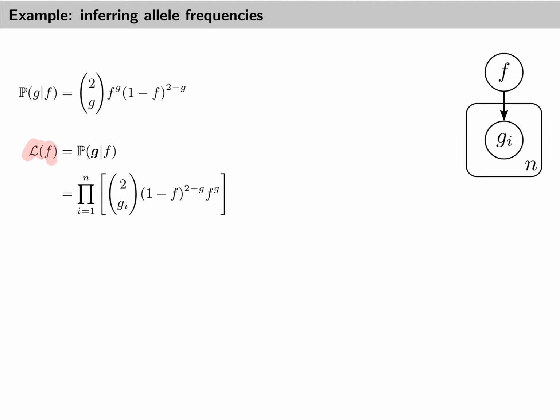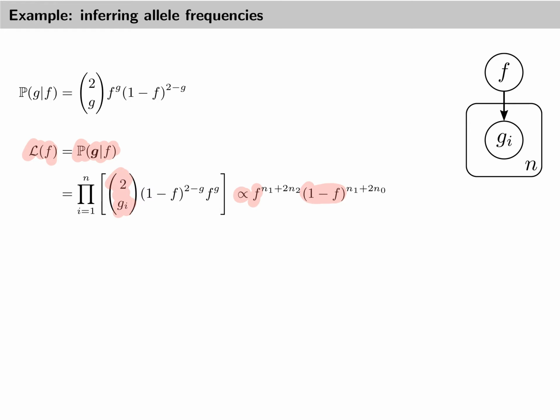The likelihood function of this model, that is, the probability of all the genotypes given f, is then simply given by the product across all individuals, and for each individual, the probability of their genotype given f calculated using the equation introduced above. Note that the binomial coefficient 2 choose g_i is actually a constant that does not depend on f. We can therefore write that the likelihood function is proportional to just 2 terms, f and 1 minus f. The term f here is at the power of n1 plus 2 times n2.